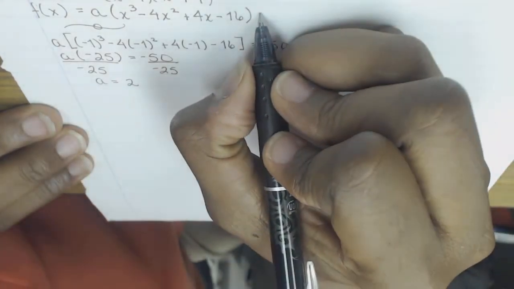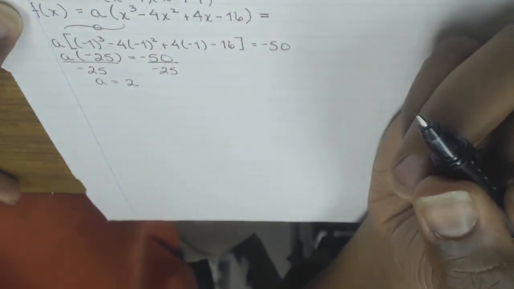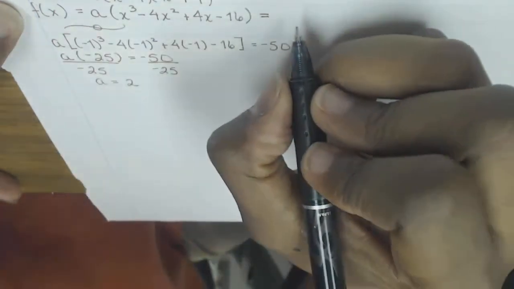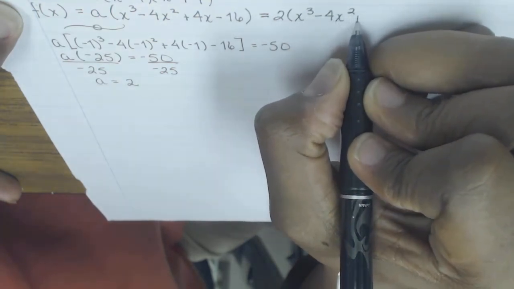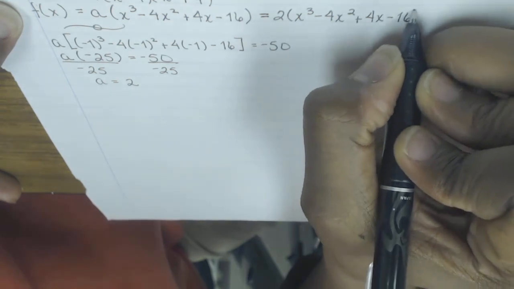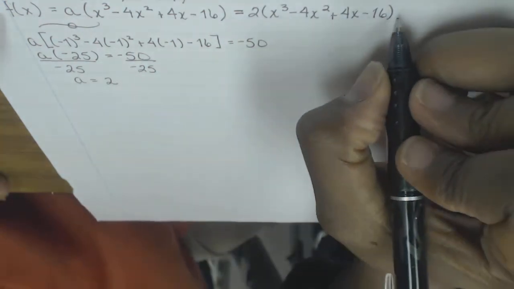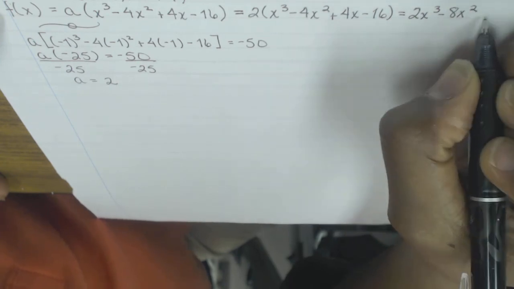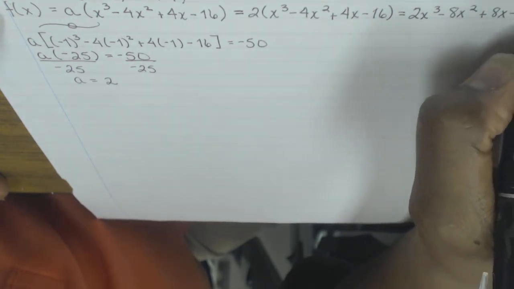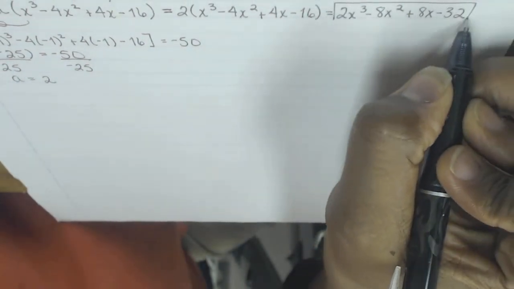I will take this a and plug it into the expression that I took a commercial break from. Commercial is now over. So f of x is equal to 2 times x cubed minus 4x squared plus 4x minus 16. If you want to be just a little bit cleaner, you can distribute the positive 2. So I have 2x cubed minus 8x squared plus 8x minus 32. And that is the exact polynomial.